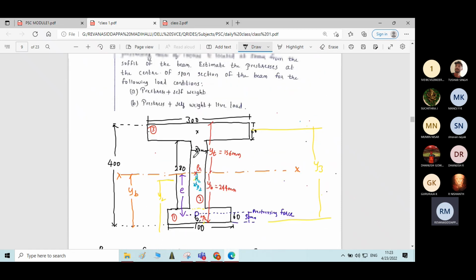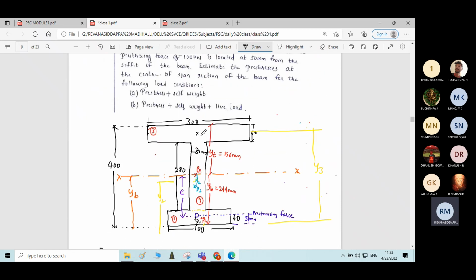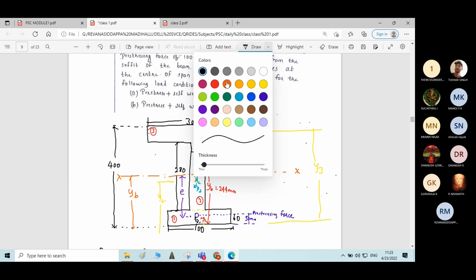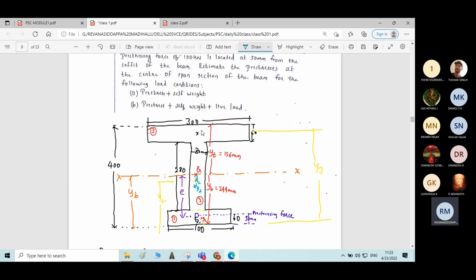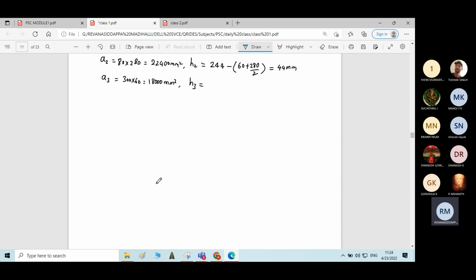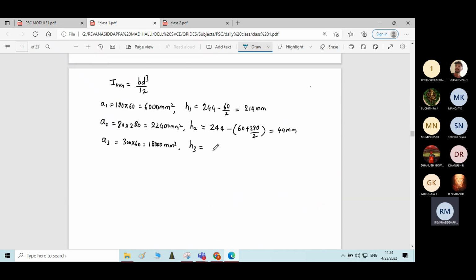Then H3 will be equal to how much? H3 is nothing but the distance between the centroid of rectangle 3 and the overall centroid. Let me take the centroid of rectangle 3 as G3. The distance between this G3 and capital G will give H3. How will we calculate it? First you calculate the distance of the centroid of rectangle 3 from the base. It will be 60 plus 280 plus 60 divided by 2, minus y bar, that is 244, which gives the distance between G3 and capital G.